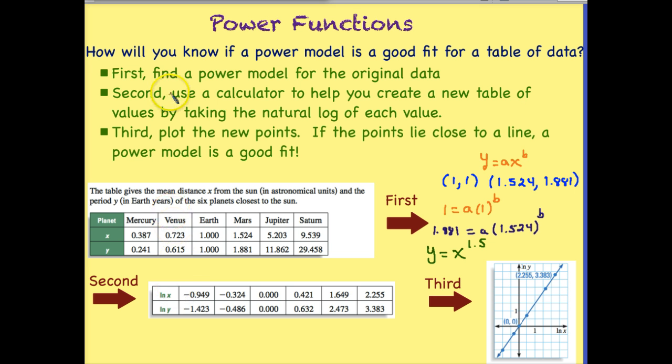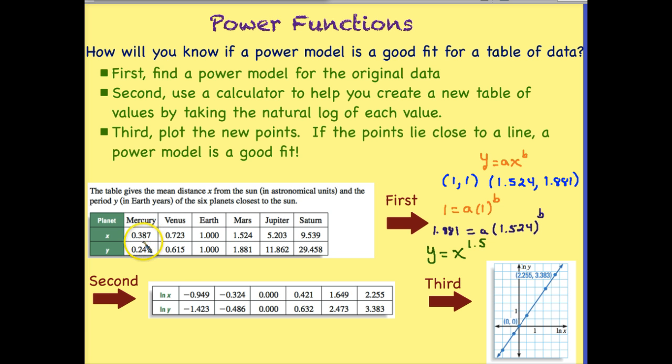So what's our second step? Now we need to use a calculator to create a new table of values by taking the natural log of each value. The nice thing about logarithms is they can take something that has a multiplicative relationship and turn it into an additive relationship. It can also do that with power and exponential functions. It can take those relationships and turn them into a linear relationship.